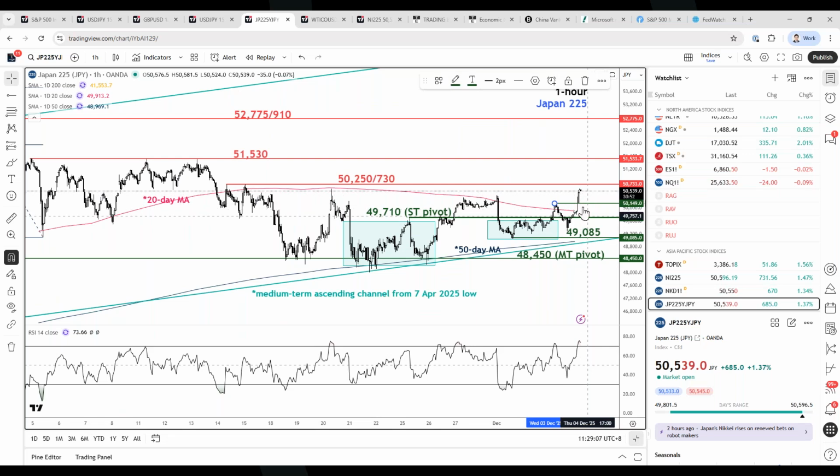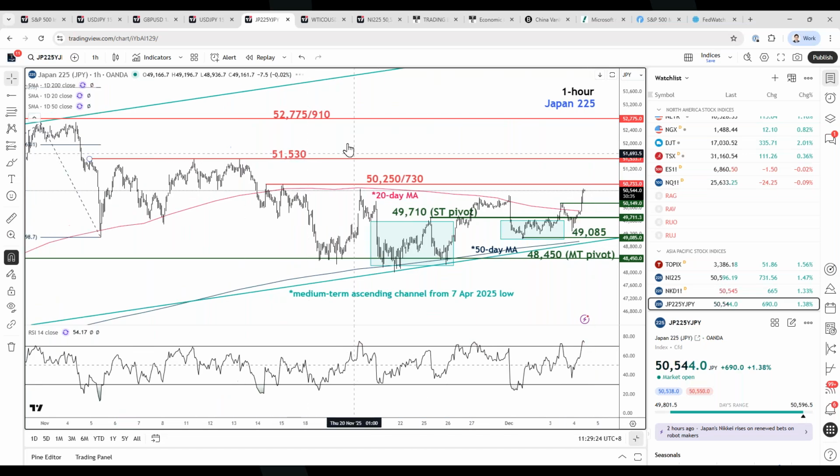As long as this minor pullback doesn't surpass below our adjusted short-term pivotal support at 49,710, where we also converge very closely with the 20-day moving average in red over here, we'll still maintain that bullish bias view for the Japan 225. Above 50,730 potentially exposes us to the next intermediate resistance level at 51,530, defined by the minor swing highs of 4th of November, 11th of November, as well as 13th of November.